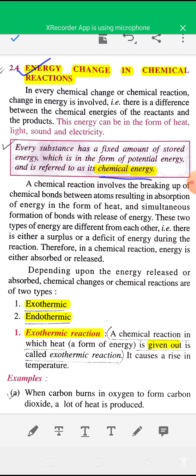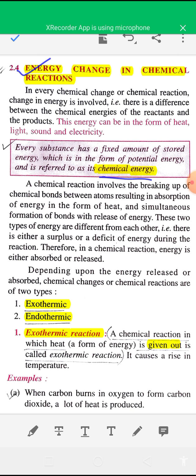Now we have to know what is chemical energy. It is the stored energy within a substance. Every substance has a fixed amount of stored energy, which is in the form of potential energy and is referred to as chemical energy.